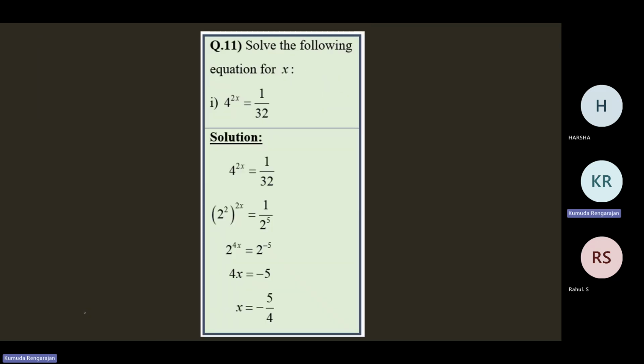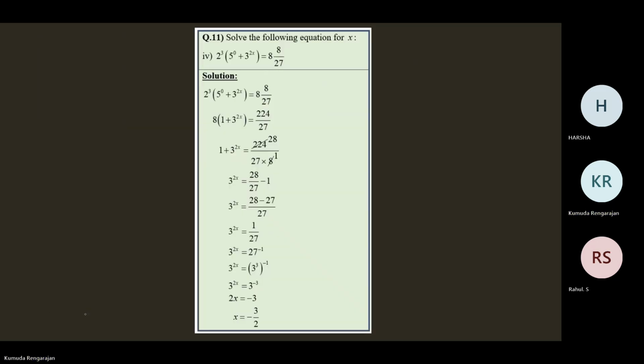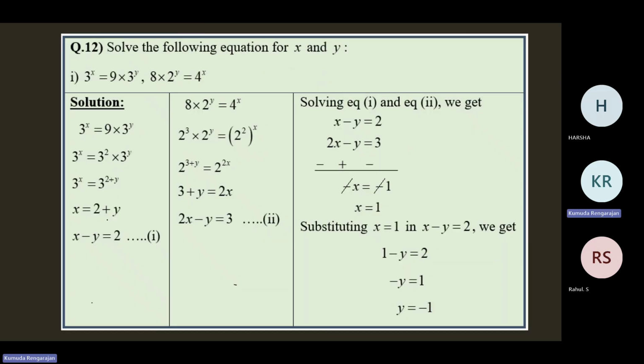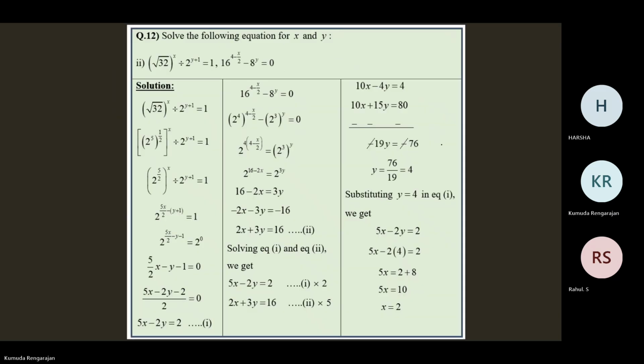In this question, in 12, here we have two equations. So we get two equations in x and y. We write x and y on one side, constant on the other side. So this is solving a pair of linear equations in x and y by the elimination method to find the values of x and y.